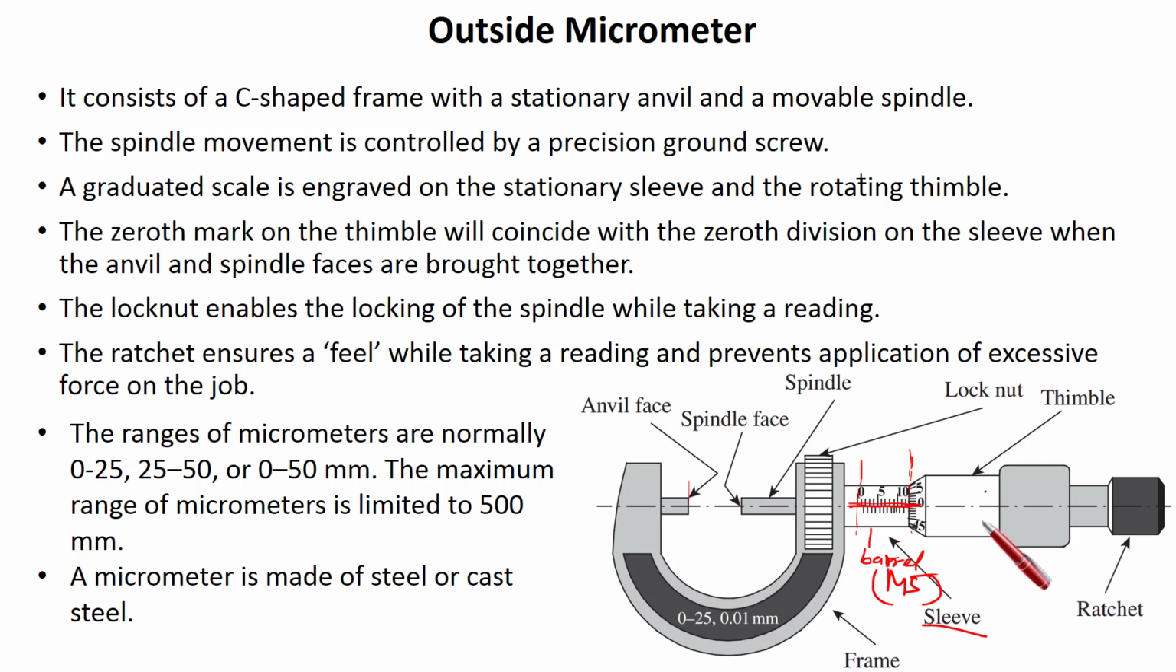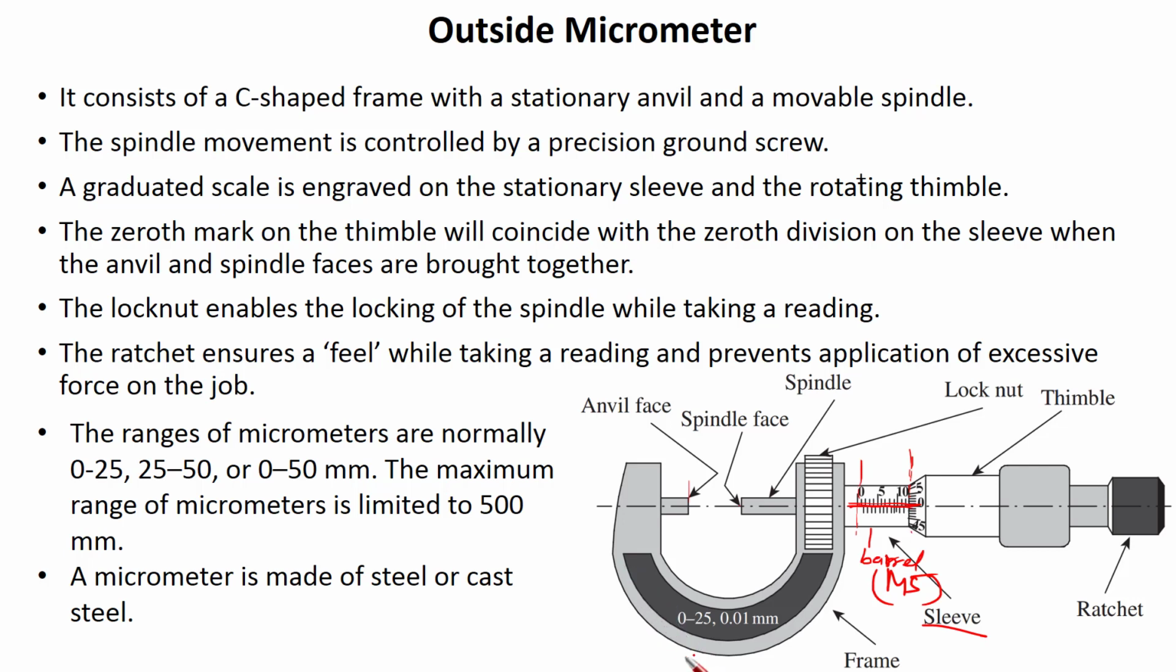Now we rotate the thimble and we move, but at the end when we approach very near to the contact, then we start rotating the ratchet, and this ratchet gives us the feel that there is perfect contact between the object surface and the spindle, and we stop rotating the ratchet. So this prevents the application of excessive force on the jaw, because obviously we know that these surfaces will erode if we apply excessive force.